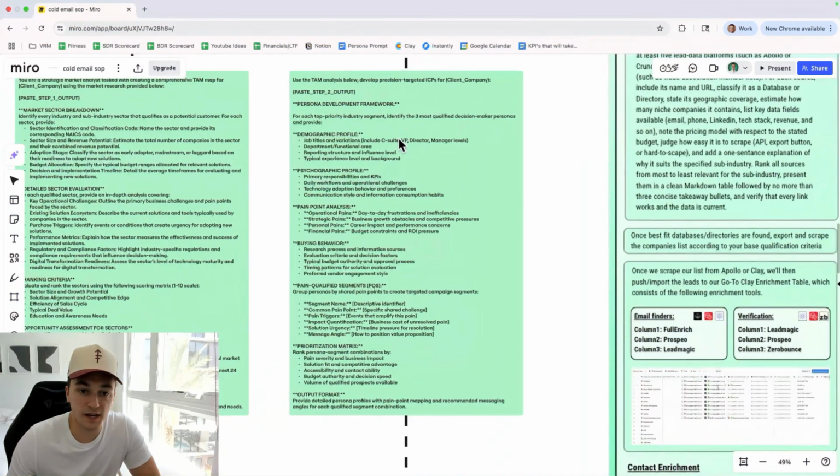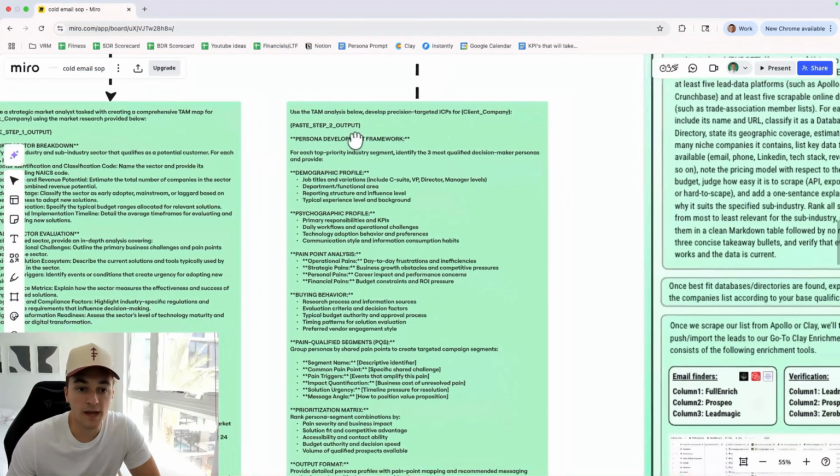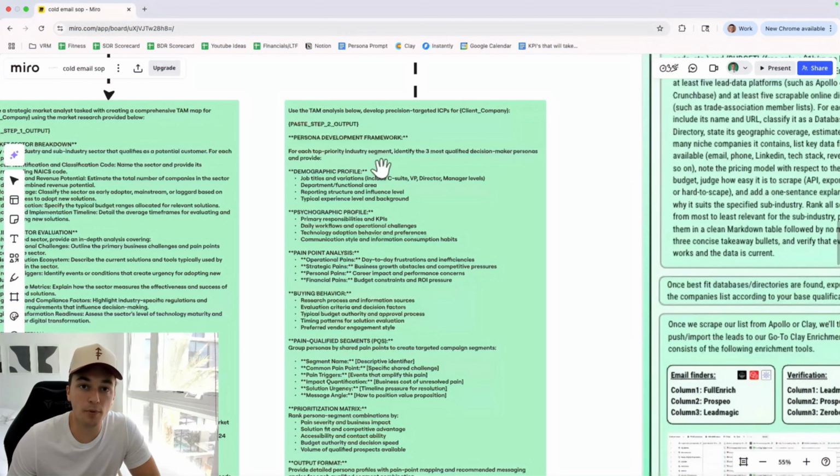Now, this is where we take the answer from step 2 and we basically develop personas for each of these different market segments that we are going to potentially reach out to, right? So we have 12 to 15 different market segments, and we're going to develop personas for each of them, such as demographic profile, like what's their job title, department, reporting structure, typical level of experience. And then we're going to look into psychographic profiles, so like what's their primary responsibilities, their KPIs, their daily workflows and operational challenges, technologies, communication styles.